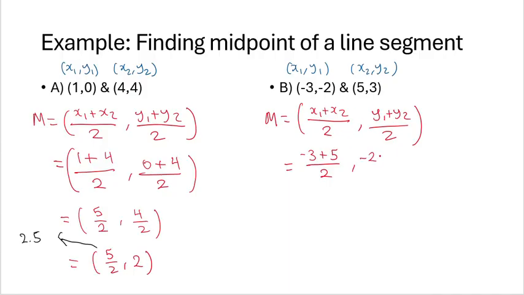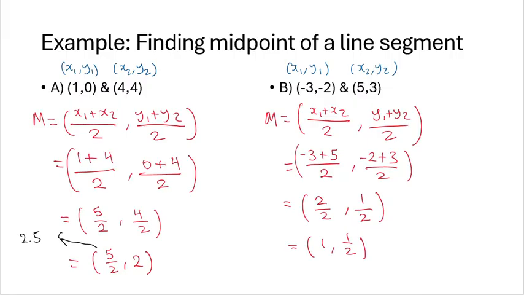Y1 is -2 plus 3 over 2, just like that. Now let's just worry about simplifying it first. In the numerator, what's -3 plus 5? That is actually +2 over 2. And then -2 plus 3 is +1, and that gets divided by 2. Then just clean it up further. 2 over 2 is just 1, and 1 over 2 is just 1/2 anyway.